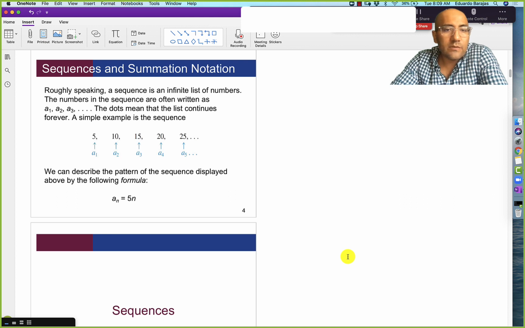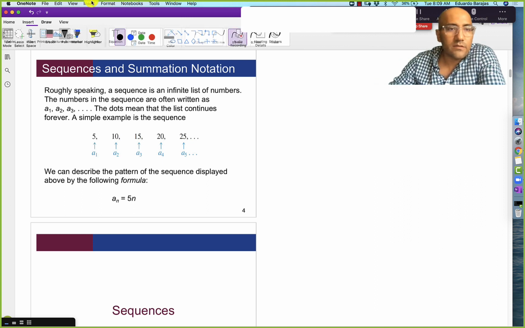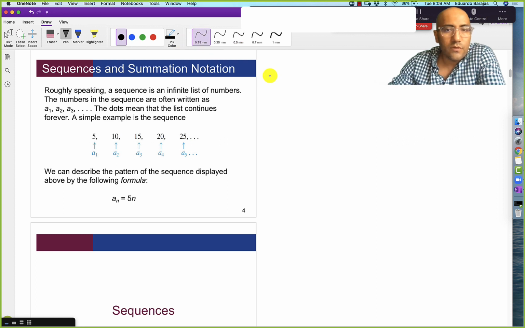So roughly speaking, a sequence is an infinite list of numbers. The numbers in the sequence are often written as a sub 1, a sub 2, a sub 3. The dots mean that the list continues forever. Let's look at some examples. For example, it could be the numbers 5, 10, 15, 20, 25, right? So clearly we're adding 5 every time.